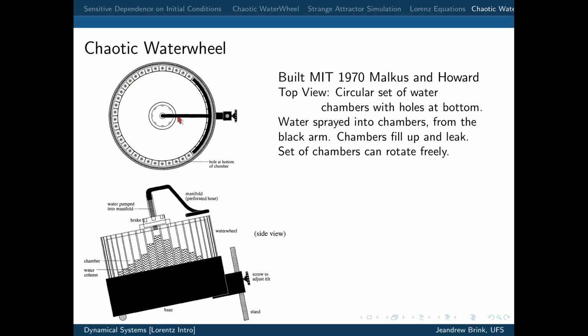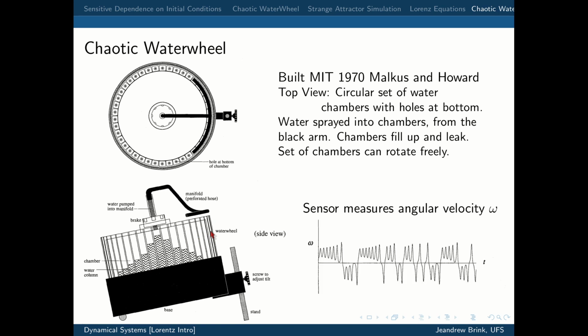And then what you do is you tilt this water wheel at an angle, and you spray the water in at the top. So eventually you spray the water in, it gets heavy, and we'll do this in greater detail, and then it starts to spin around to the left or to the right. And the thing that we actually measure when we do the Lorenz equation is you have a laser or a sensor that measures whether it's rotating left, rotating right, and how fast it's rotating. And so that is what we're going to be modeling.